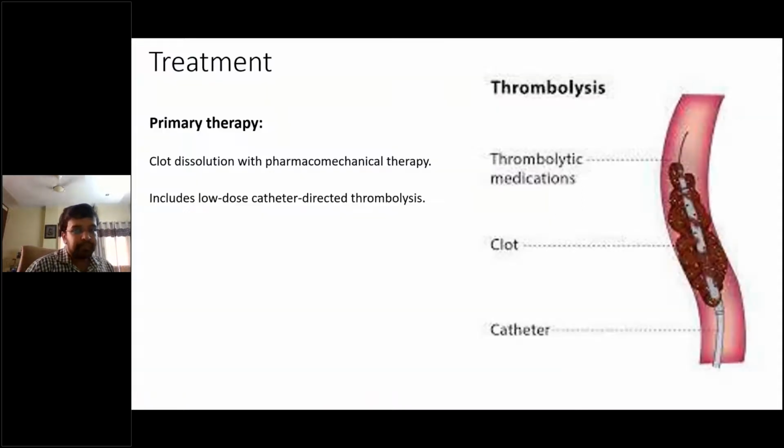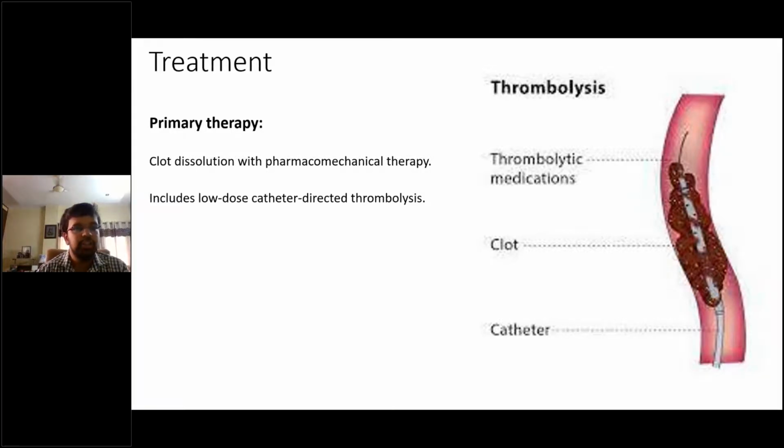Okay, so coming to the treatment part, the main treatment is a surgical treatment. The primary therapy is clot dissolution with pharmacomechanical therapy. So basically what we do is something known as catheter directed thrombolysis. We insert a catheter into the vein, and we also deliver thrombolytic medication through the catheter, and the clot dissolves. So this is known as pharmacomechanical therapy, right? Okay. So this is the primary therapy.